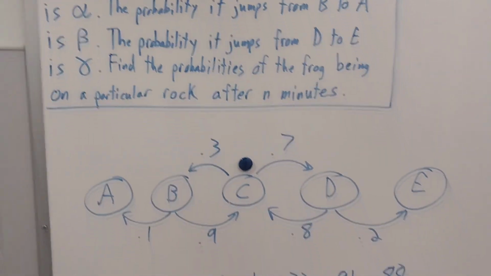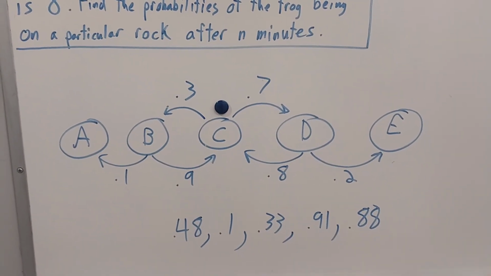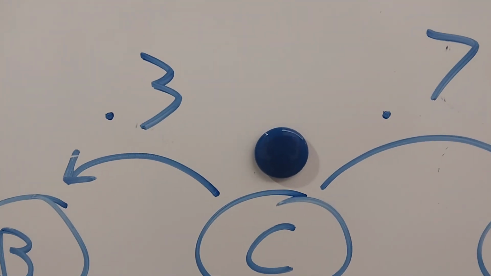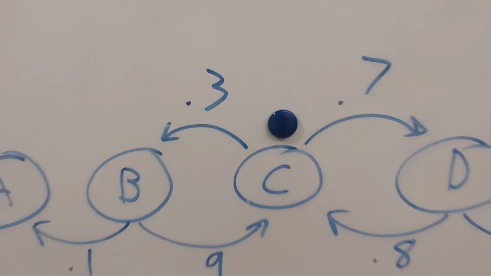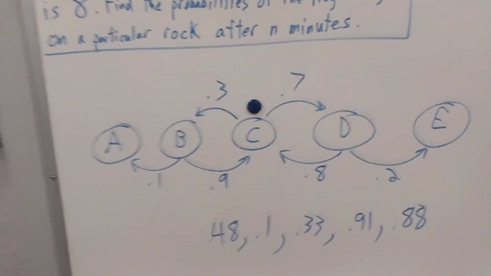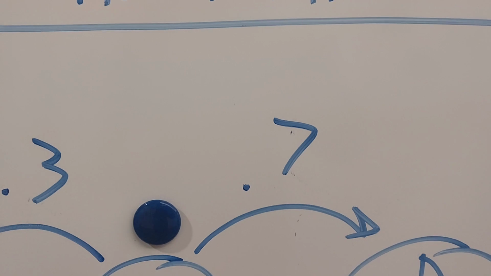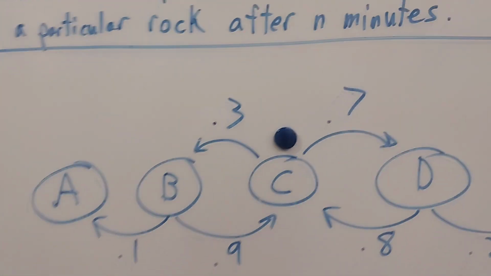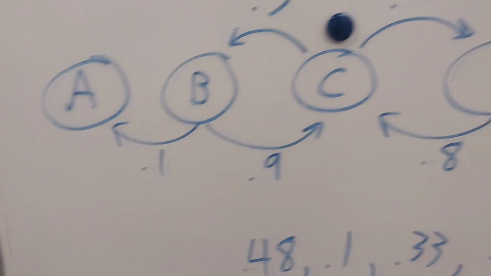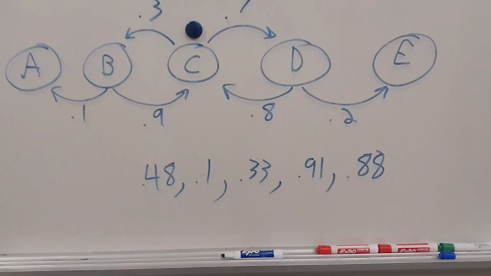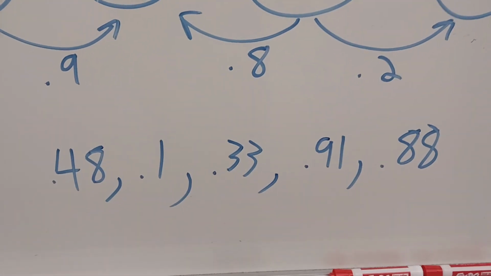So I have a little illustration here. I've got my 5 rocks. Our frog is being represented by this blue, round, shiny object. That's a blue, round, shiny frog. And I've picked some probabilities. Here's the chance that it jumps from C to B, chance that it jumps from C to D. There's my beta probabilities and gamma. And then I used a random number generator to produce these decimals here.